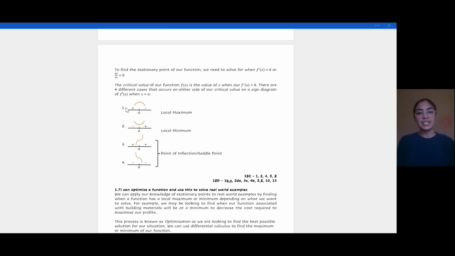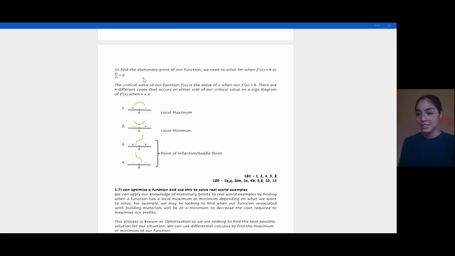So in this first case, we found that by plugging in lower values on this side of my critical value, my derivative function was positive. We know from 1.5 that if my derivative value is positive, that means my function is increasing. So on this side of my critical value, my function is increasing.